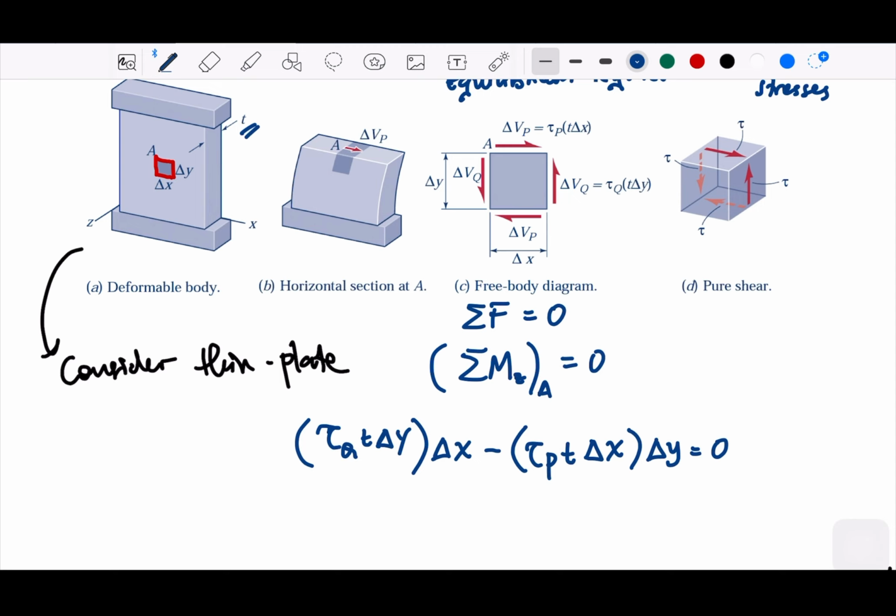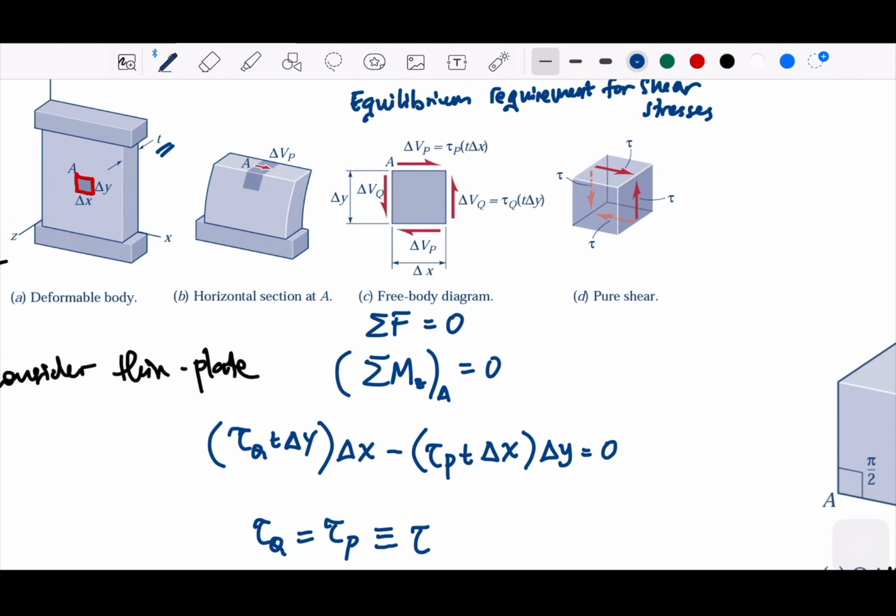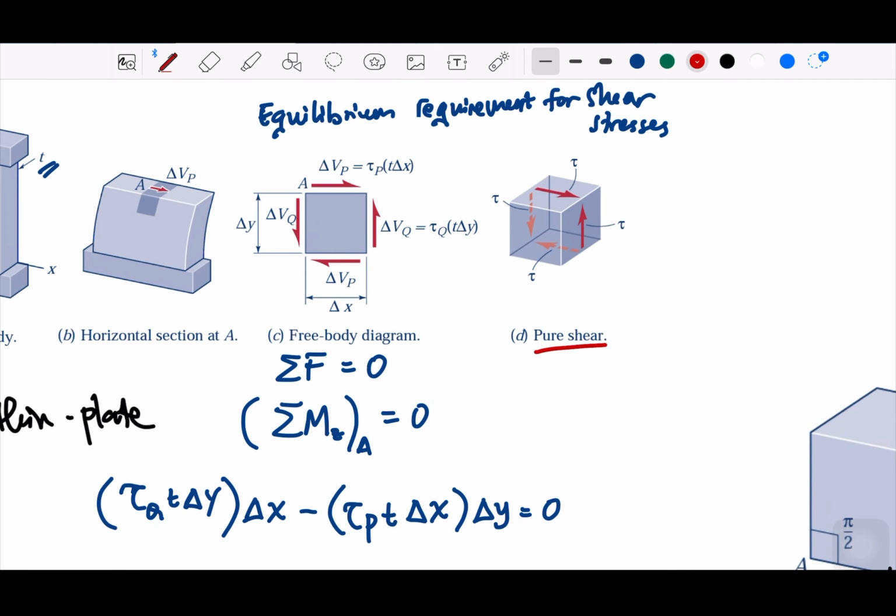So the distance is just T, okay, and the delta here. And we could see the results that the shear on Q will be equal to the shear on P, and then we can say this is with the same symbol, okay. That is summarized in the picture on the right side, which we call the pure shear.